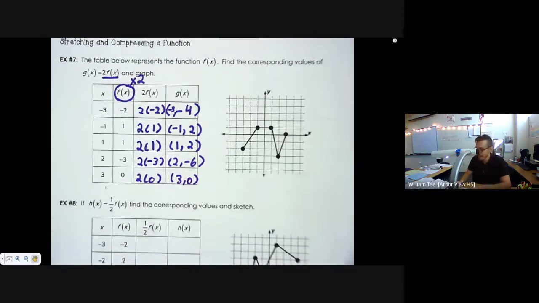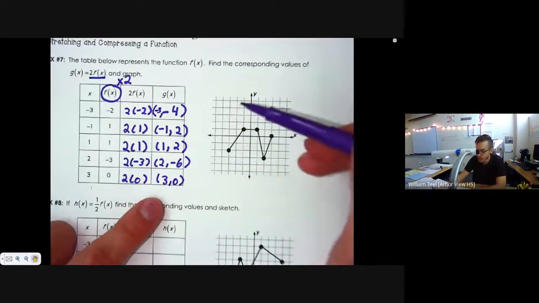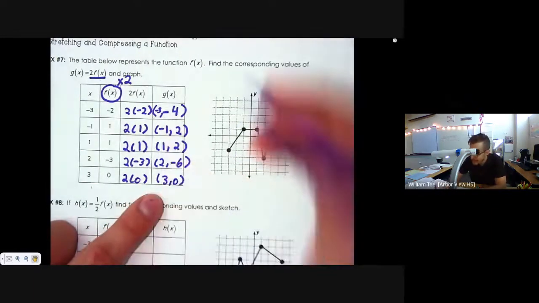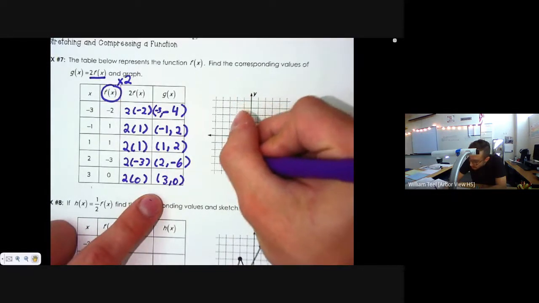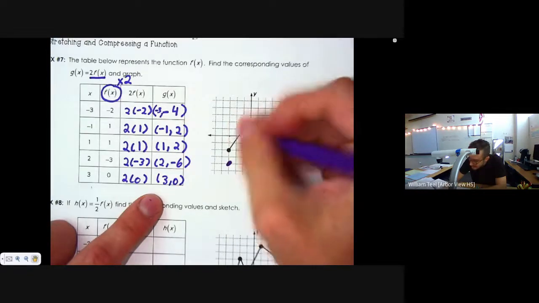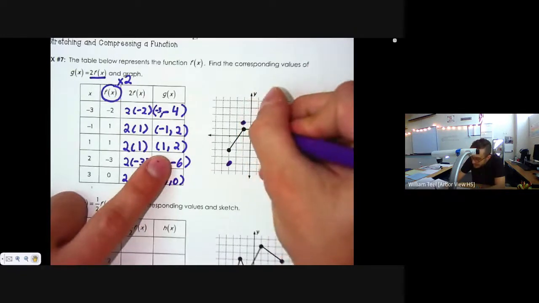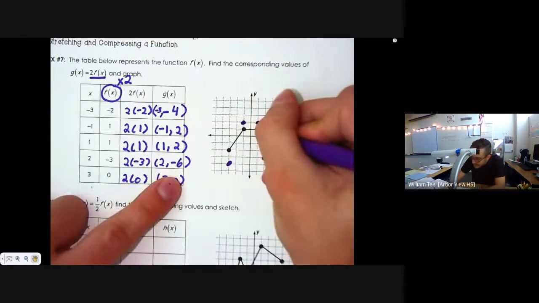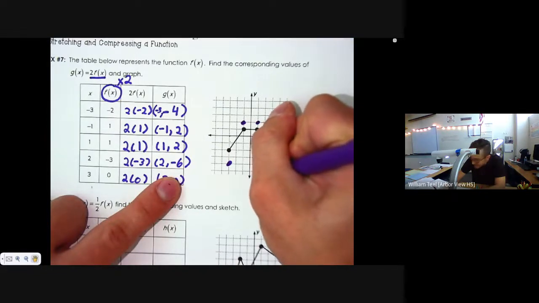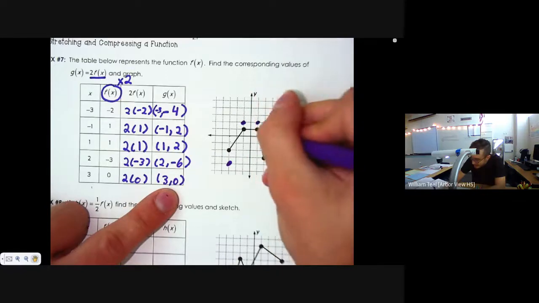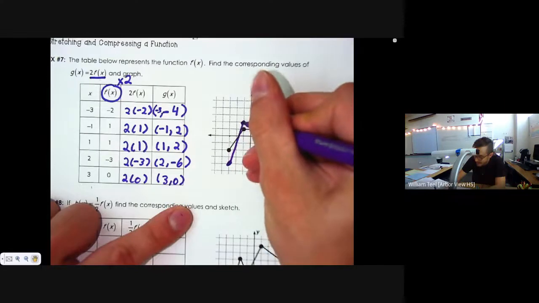All right, so let's go ahead and plot these new points, and this is going to be my vertical compression or shrink function. So if I'm looking at -3, -4, that's going to be right here. -1, 2, that's going to be right here. 1, 2, right here. 2, -6, 1, 2, 3, 4, 5, 6. It's going to be down here somewhere. And 3, 0 is right here. So if I connect these dots, I am looking at a graph that looks something like this.